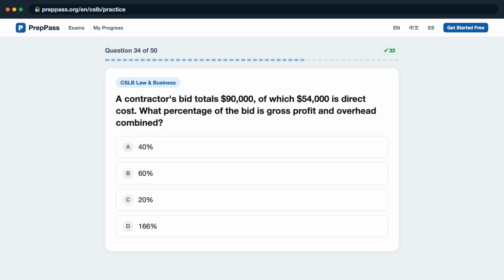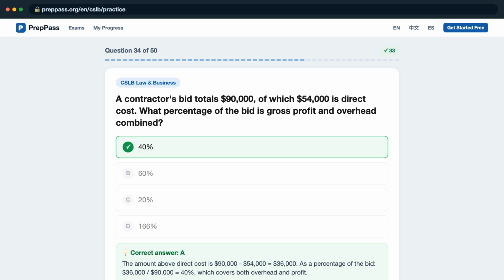Question 34. A contractor's bid totals $90,000, of which $54,000 is direct cost. What percentage of the bid is gross profit and overhead combined? Is it A, 40%? B, 60%? C, 20%? D, 166%? The correct answer is A. The amount above direct cost is $90,000 minus $54,000 equals $36,000. As a percentage of the bid, $36,000/$90,000 equals 40%, which covers both overhead and profit.